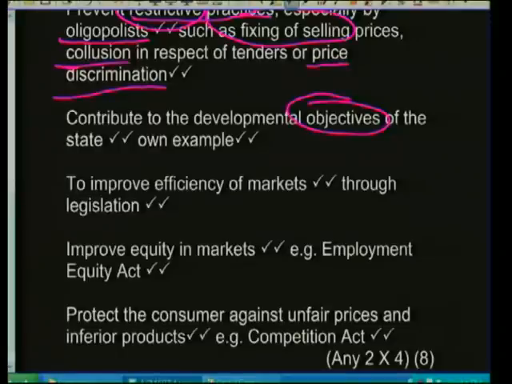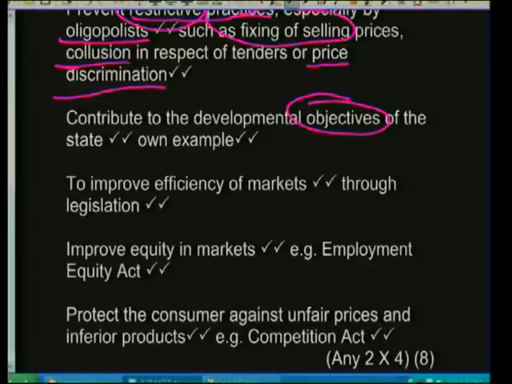To improve efficiency of markets through legislation. So in other words, regulate prices by implementing minimum prices on certain products to protect the producers in that specific industry. To improve equity in the markets, I just want to highlight the efficiency, to improve equity in the markets.